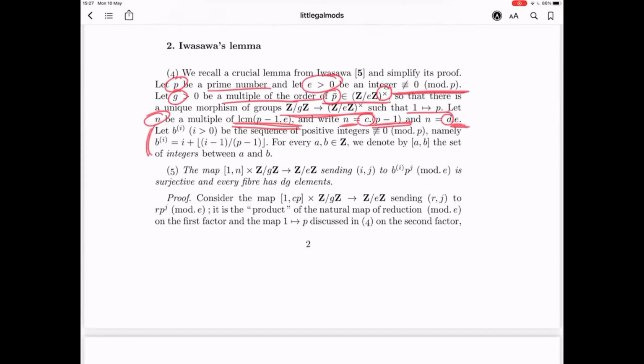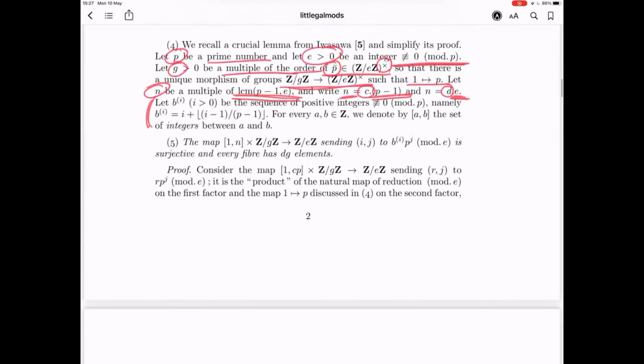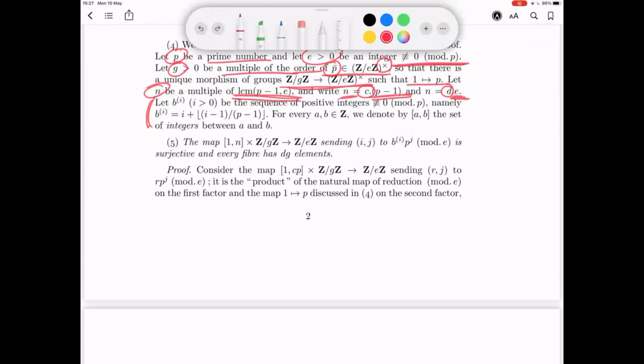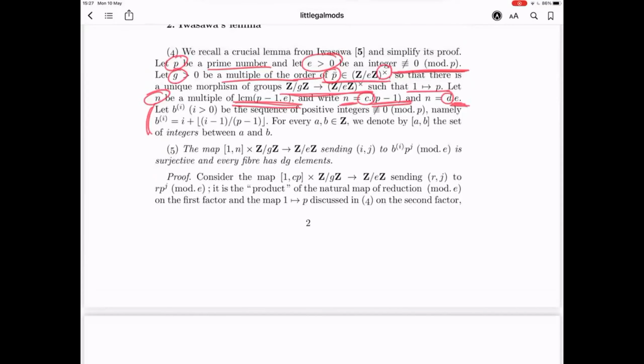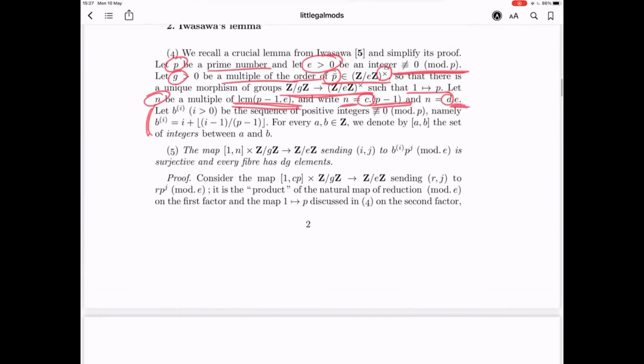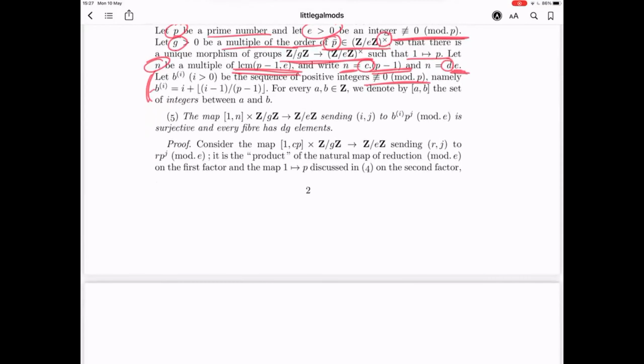Now, here's the important thing. Maybe we have already come across this notation, B upper I. What is this notation? This B upper I is a sequence of strictly positive integers which are prime to P. And here's an explicit formula for these BIs: BI is equal to I plus the integral part of (I minus 1) upon (P minus 1). So that's what BI is.